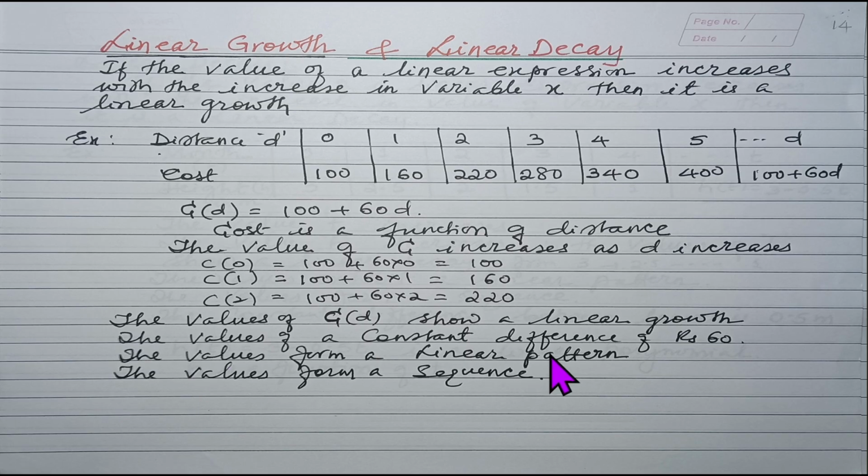The values have a constant difference of 60 rupees. The values form a linear pattern, and the values also form a sequence. So please understand, a linear growth forms a sequence and forms a linear pattern. There is a constant difference between consecutive values of the cost, and when you study the graph, you will understand that linear growth has a rising straight line graph. We will be learning that later. Now let us go further.